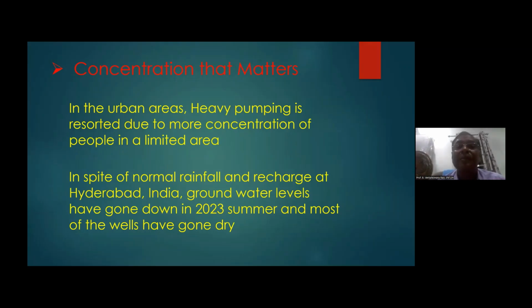In the urban areas, heavy pumping is resorted to due to more concentration of people in a limited area. So in spite of normal rainfall, many times in urban areas there is no groundwater in summer. For example, in this year 2023, most of the bore wells in Hyderabad went dry in spite of recharging. That means the more concentration we put in, it is more than climate change. It is anthropogenic reasons that are making this groundwater unavailable.